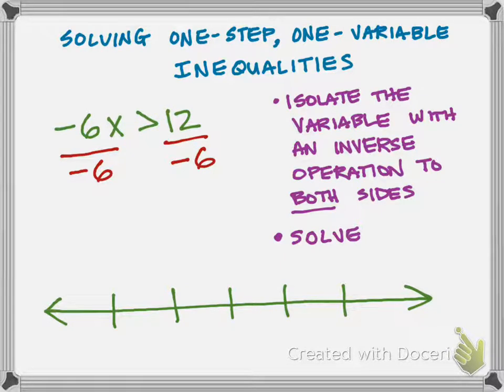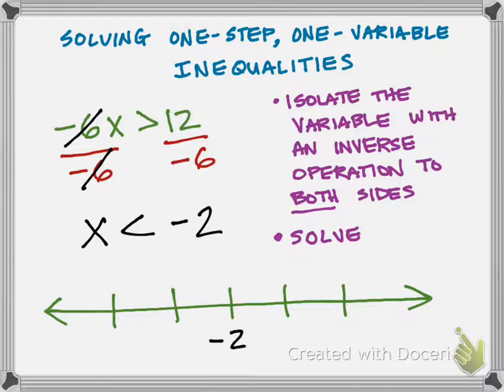So when we go to solve this, these two will cancel each other out again, leaving you with just x. But since we divided by a negative number, we're going to flip that inequality around. 12 divided by -6, using our rules of integers, is -2. So x has to be less than -2.